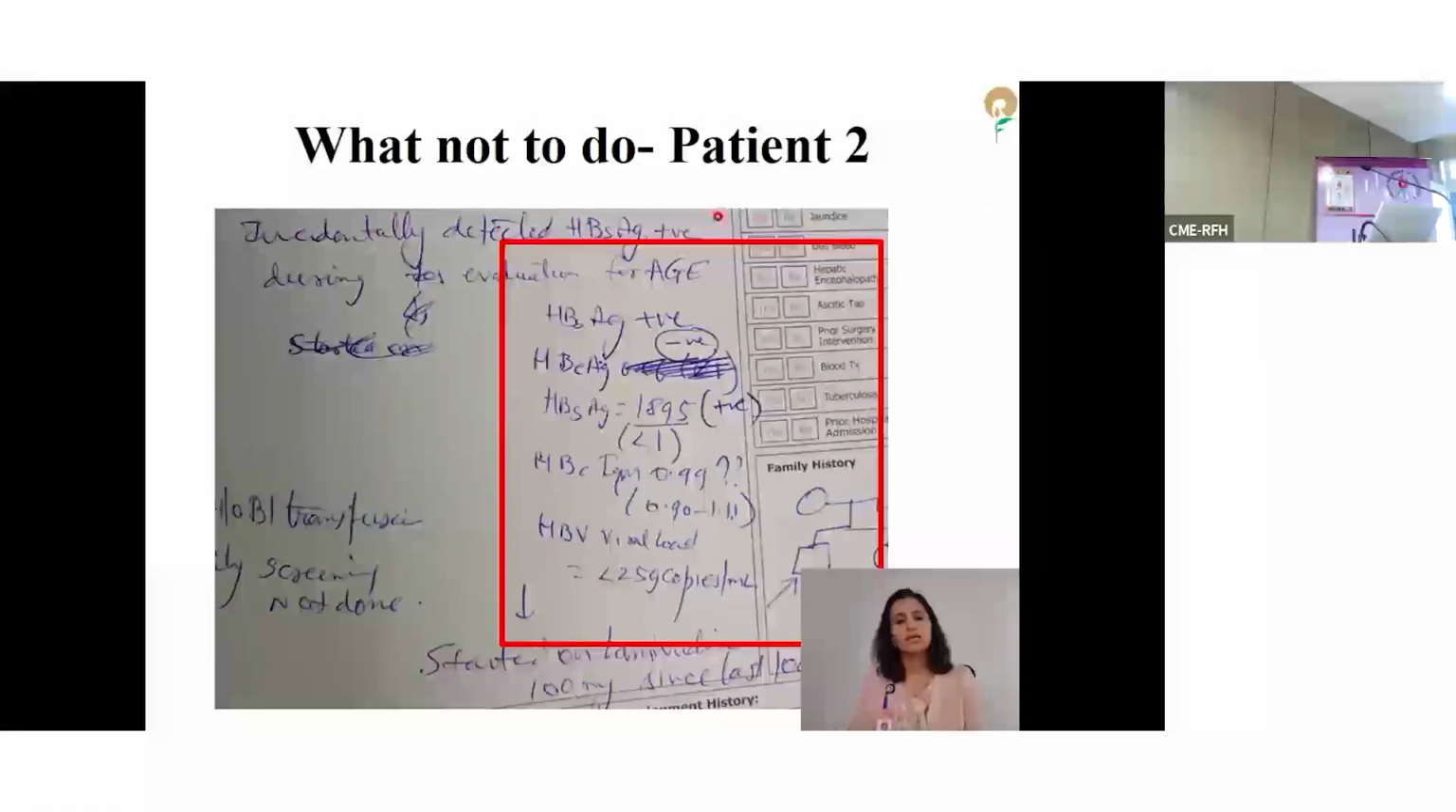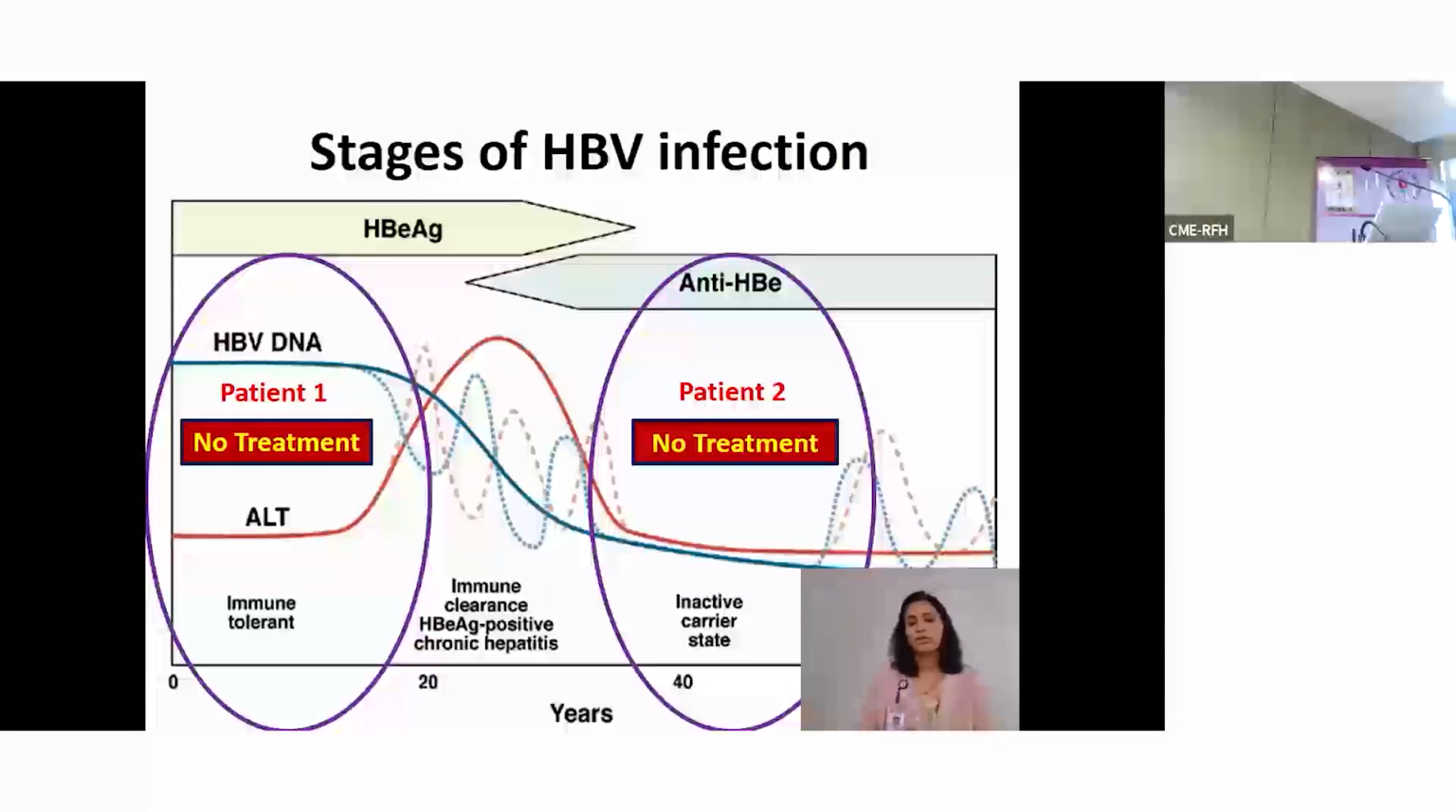This is another child who was surface antigen positive, E antigen negative, but E antibody not done, and DNA copies were low. Even this child was started on lamivudine. That is what we should not be doing, because we were treating the first child in this phase and the second patient I showed in this phase, where no treatment is required. We are doing two harms.